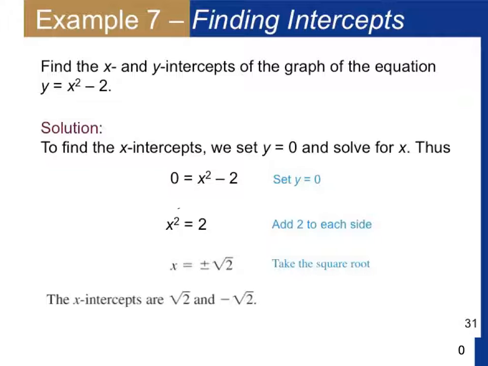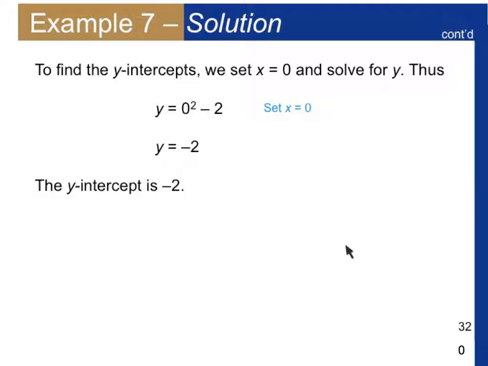Then we can take the square root of both sides to get x by itself. Remember, we do plus or minus in front of the square root of 2 whenever we take the square root of both sides. So the square root of x squared is x. We just get x equals plus or minus square root of 2. So those are our x-intercepts: plus square root of 2 and minus square root of 2. Then it's a little bit easier to find the y-intercepts. When we set x equal to 0, we just have y equals 0 squared minus 2. That gives us y equals minus 2. So we only have that one y-intercept, y equals minus 2.